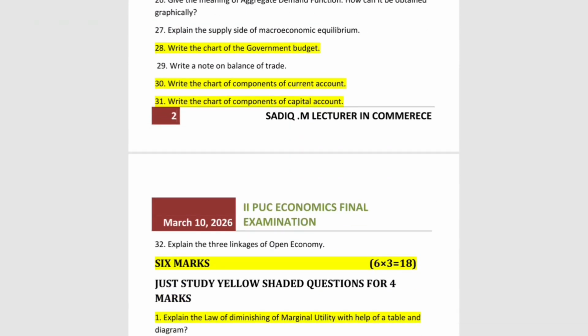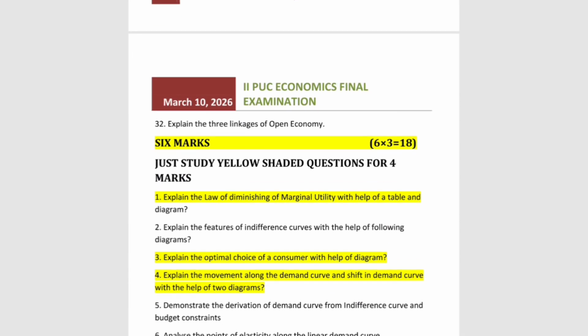Okay, so the next main is 6 marks from part D. 6 threes are 18. In the examination, they are going to be asking 5 questions. We need to write only 3 questions. Again, here also just study yellow shaded questions for 4 marks.